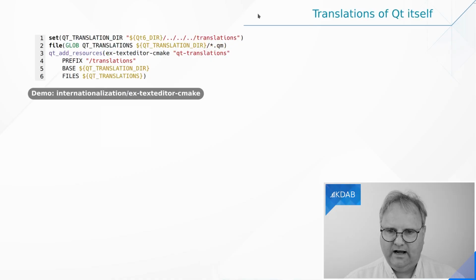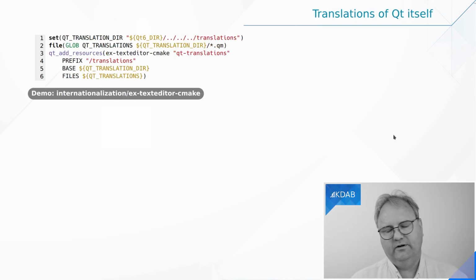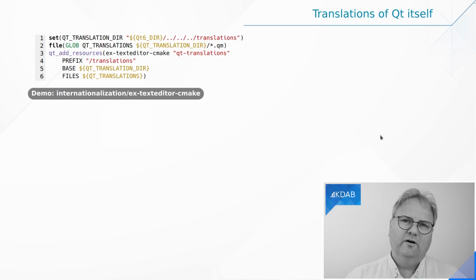So that was your own translations, but we also have the translations of Qt itself. Remember the About Qt in the help menu? It's a whole wall of text that obviously should be translated too. And to do so, I came up with this piece of code here with a bit of help from friends and whatnot, because I'm not a CMake guru. Mind you, I'm not even a really good user, unfortunately.